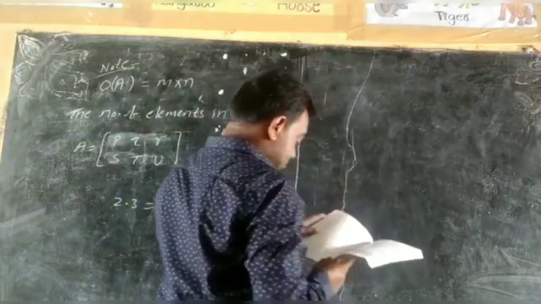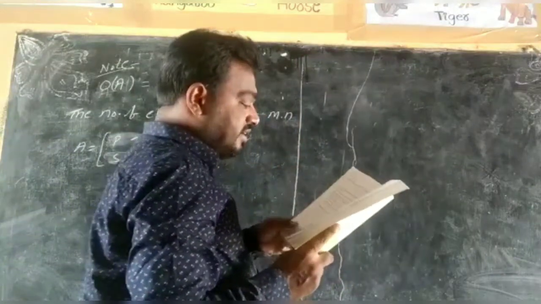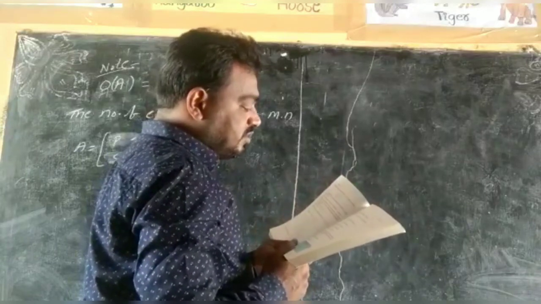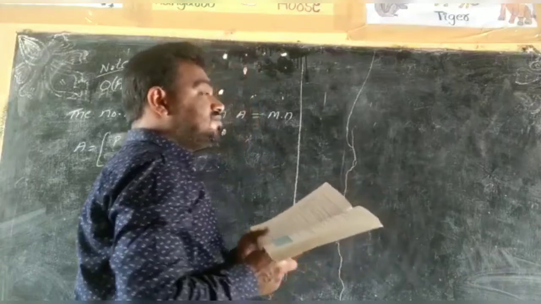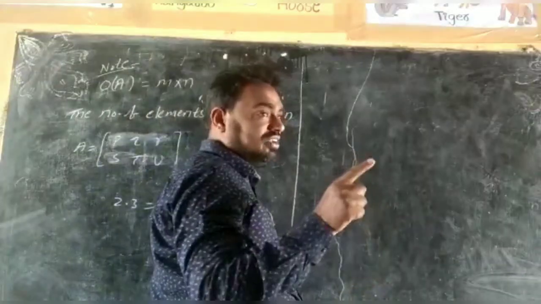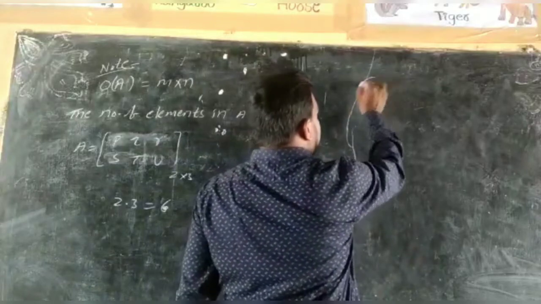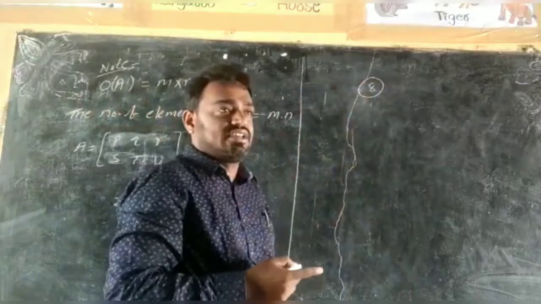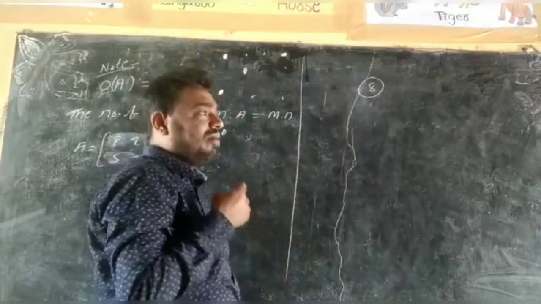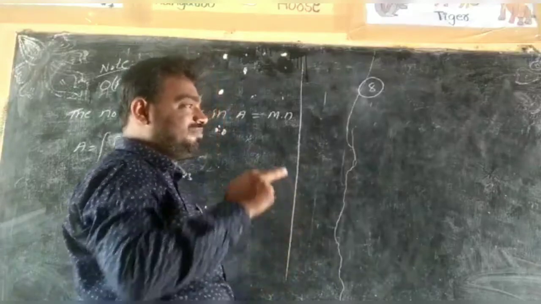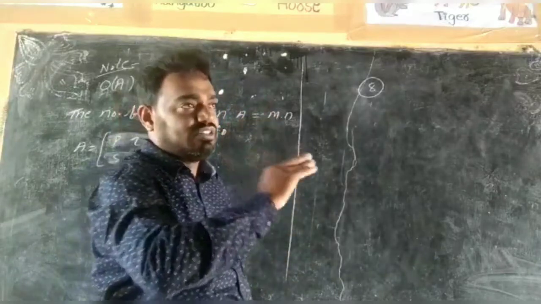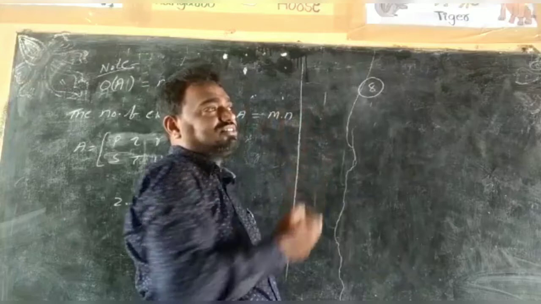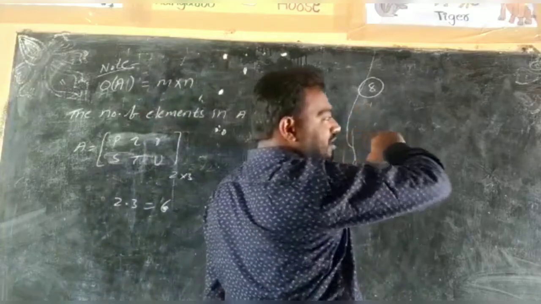See now, problem. If a matrix has 8 elements, what are the possible orders it can have? So what is given? A matrix having 8 elements. What are the possible orders they are asking? That is nothing but the product of positive integers equal to 8. Those are the possible orders.